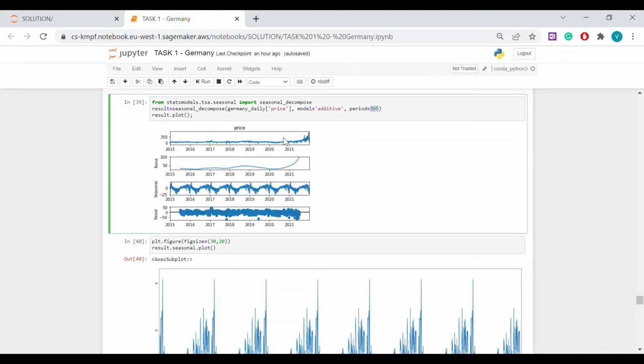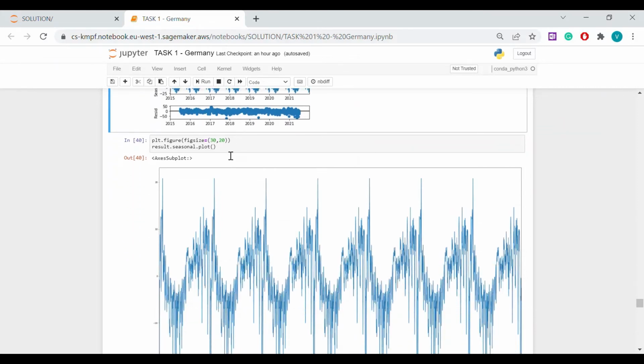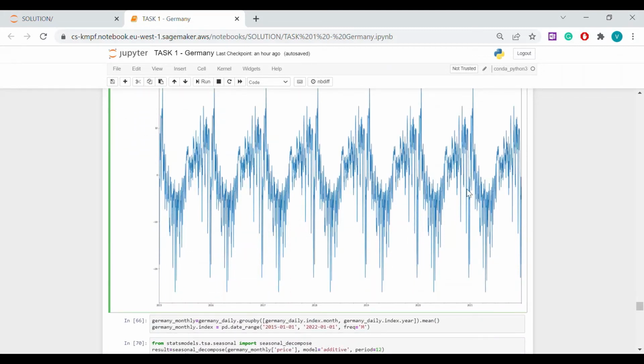So our resulting plot is the following. Here we have again trend, seasonal component, and residuals. And we can also consider the seasonal component separately by plotting the seasonal result. And this is our yearly seasonality.